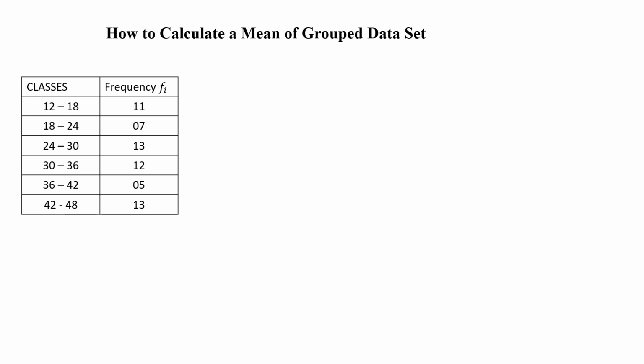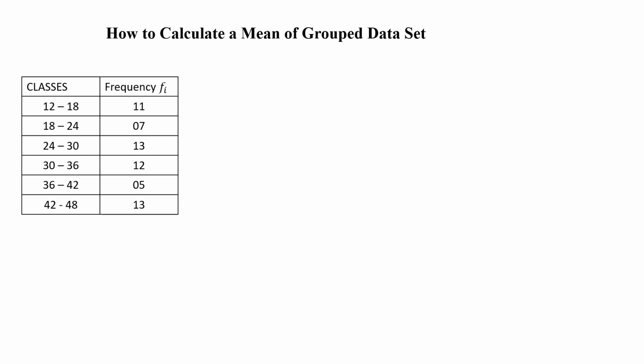So consider the following data that shows the distribution of weights, in kilograms, for a group of children that visited the hospital yesterday. The first column is the weight of the children. The second column contains the frequency. It tells us the number of children who have weights in this range. For instance, we have 13 children that have weights between 24 and 30 kilograms.